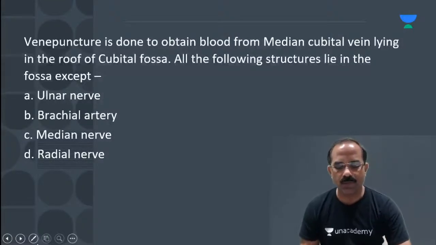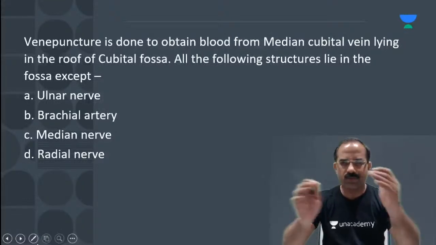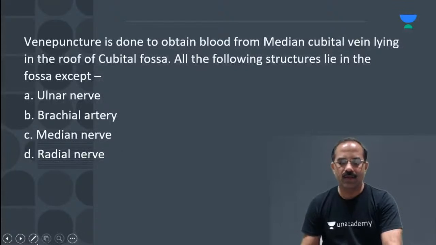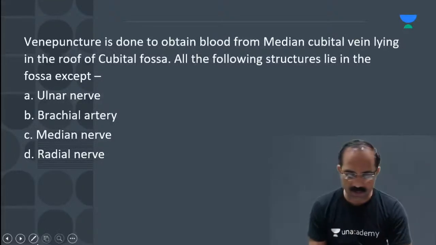So we're talking about cubital fossa, and all the structures lie in the cubital fossa except. Any guesses, students? Be interactive. Answer this so it will be easy to understand and teach also. So what do you say? Yes, the answer for this is ulnar nerve.